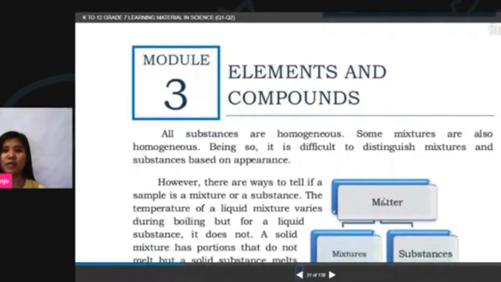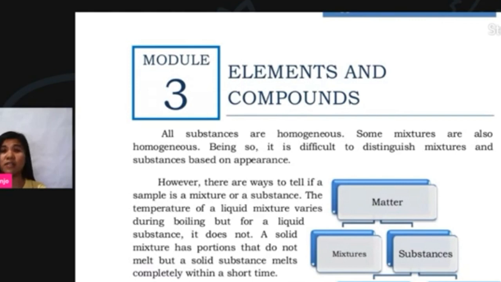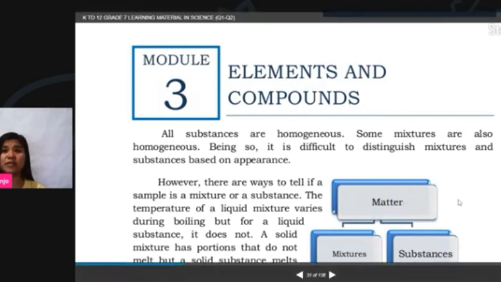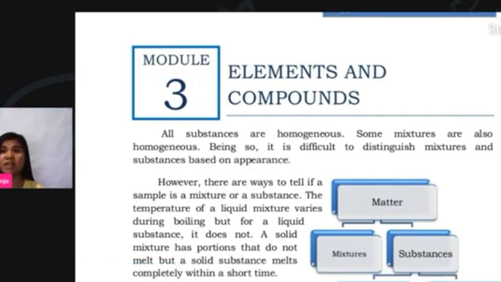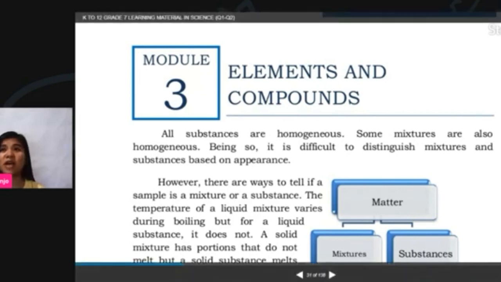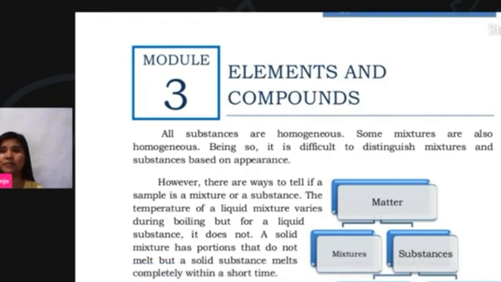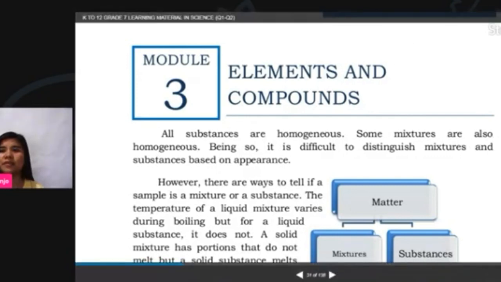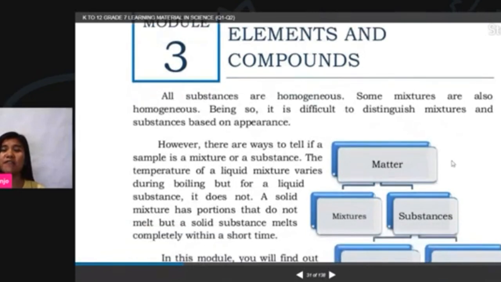This is our module 3 in our grade 7 learning material, elements and compounds. So everybody, let us read. All substances are homogeneous. Some mixtures are also homogeneous. Being so, it is difficult to distinguish mixtures and substances based on appearance. However, there are ways to tell if a sample is a mixture or a substance. The temperature of a liquid mixture varies during boiling, but for a liquid substance, it does not. A solid mixture has portions that do not melt, but a solid substance melts completely within a short time.